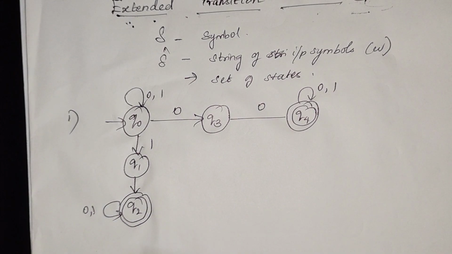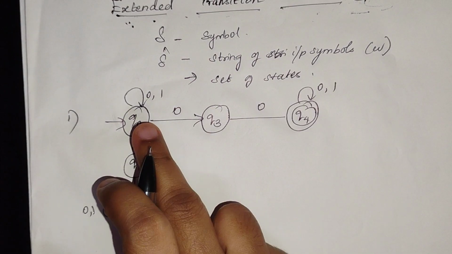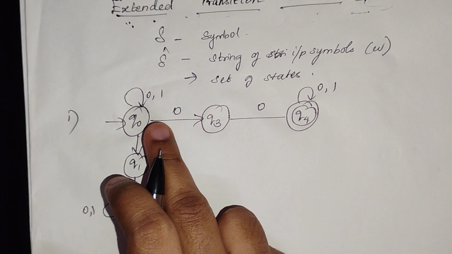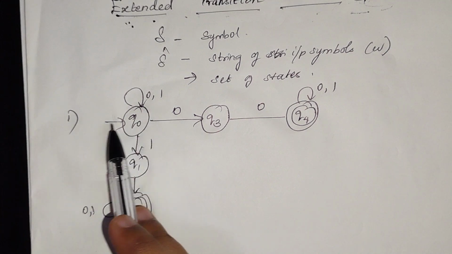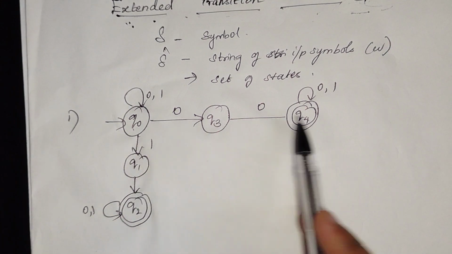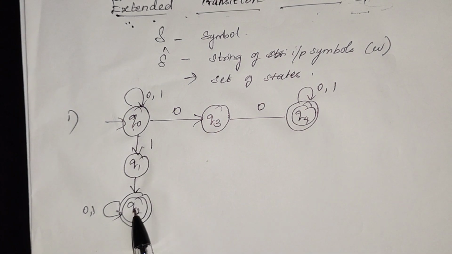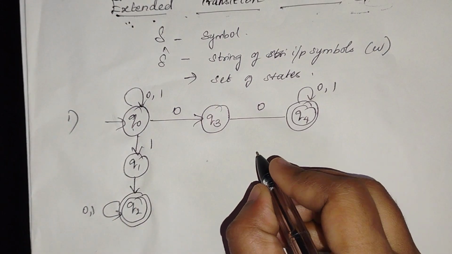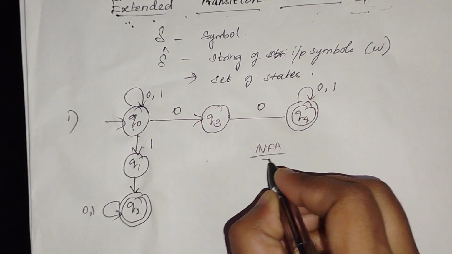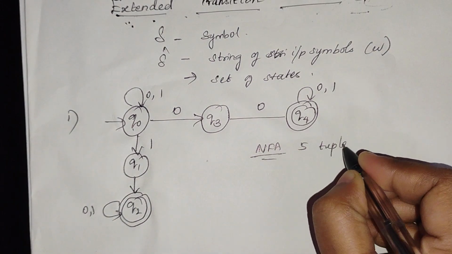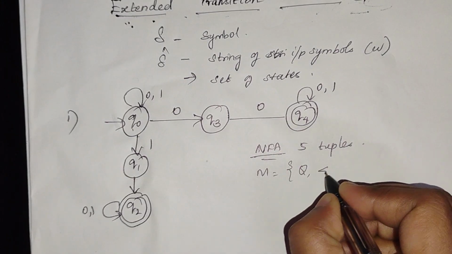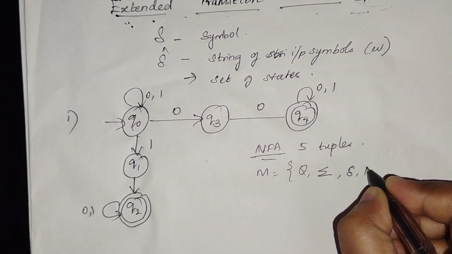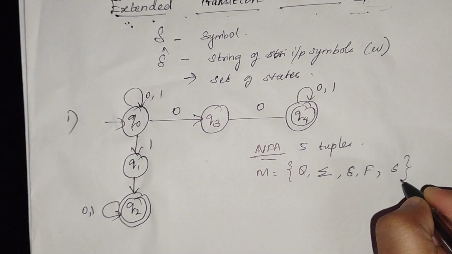Here we have two final states, Q4 and Q2, and the starting state is Q0. How will you identify the starting state and the final state? A circle with an arrow means it is the starting state, and a double circle means it is a final state. Since it's an NFA, we have 5 tuples: M is equal to Q, sigma, delta, the starting state and the final states.